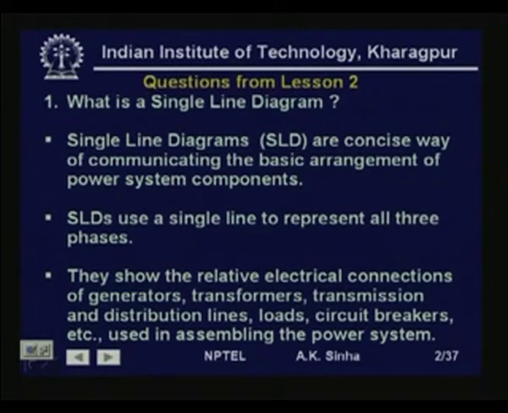Well, the first question was, what is a single line diagram? Well, the answer to that question is, single line diagrams are a concise way of communicating the basic arrangement of power system components. Single line diagrams use a single line to represent all the three phases, and they show the relative electrical connections of various electrical components which are used in assembling the power system.